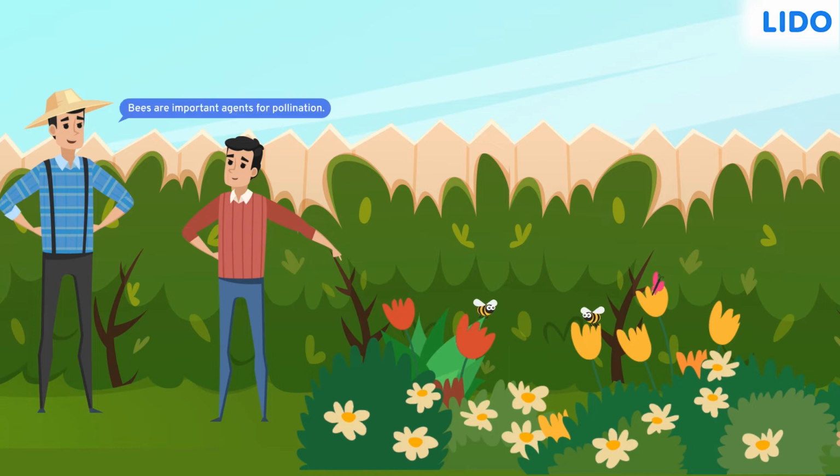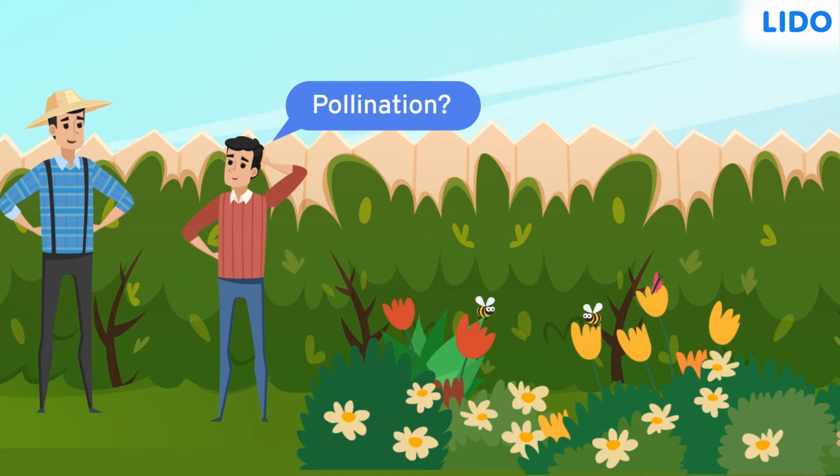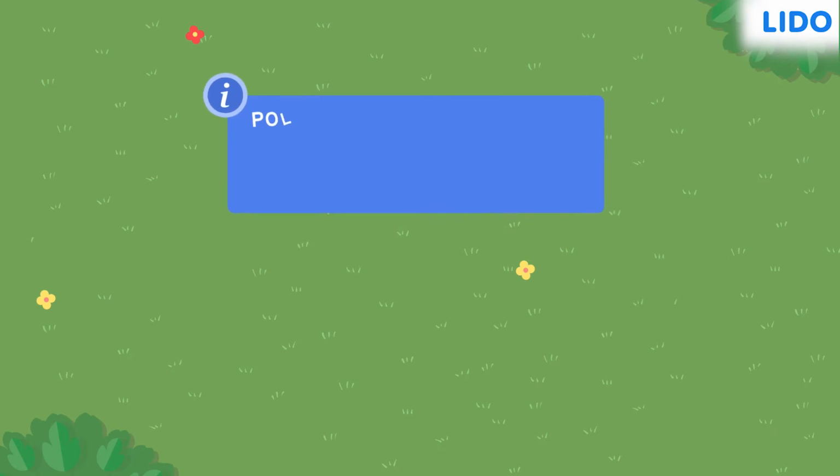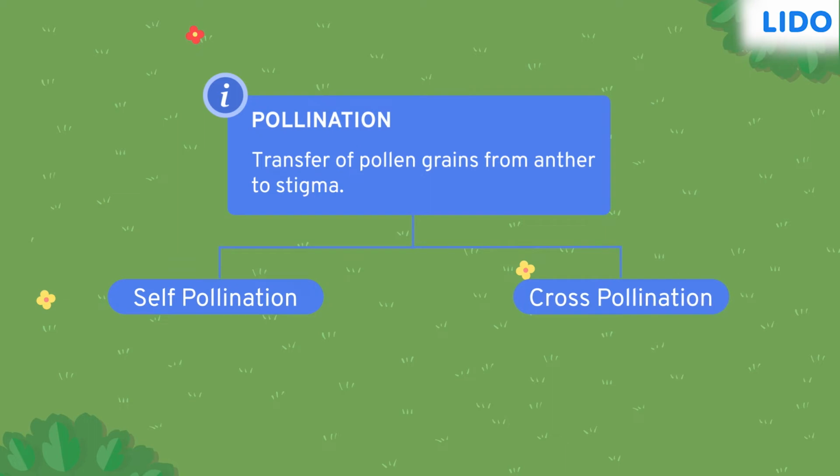His father said that bees and other insects are important agents of pollination. Confused, Roshan asked his father, "What's pollination?" Pollination is a process in which the pollen grains of a flower are transferred to the stigma of a flower. It is of two types, self-pollination and cross-pollination.